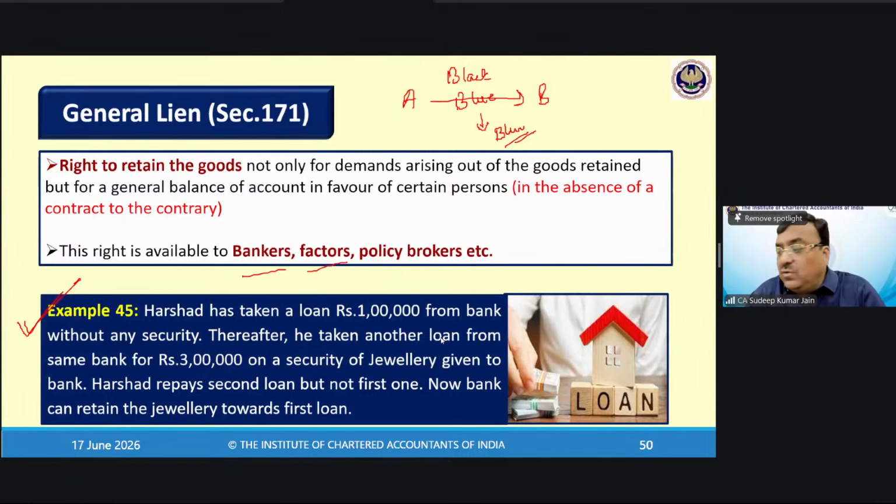Harshad has taken a loan of rupees 1 lakh from a bank without any security. Thereafter, he took another loan from the same bank for rupees 3 lakh on security of jewelry given to the bank. The first loan of 1 lakh is without security. The second loan of 3 lakh is secured. Harshad repays the second loan, that is the secured loan, but not the first. Now the bank can retain the jewelry towards his first loan.